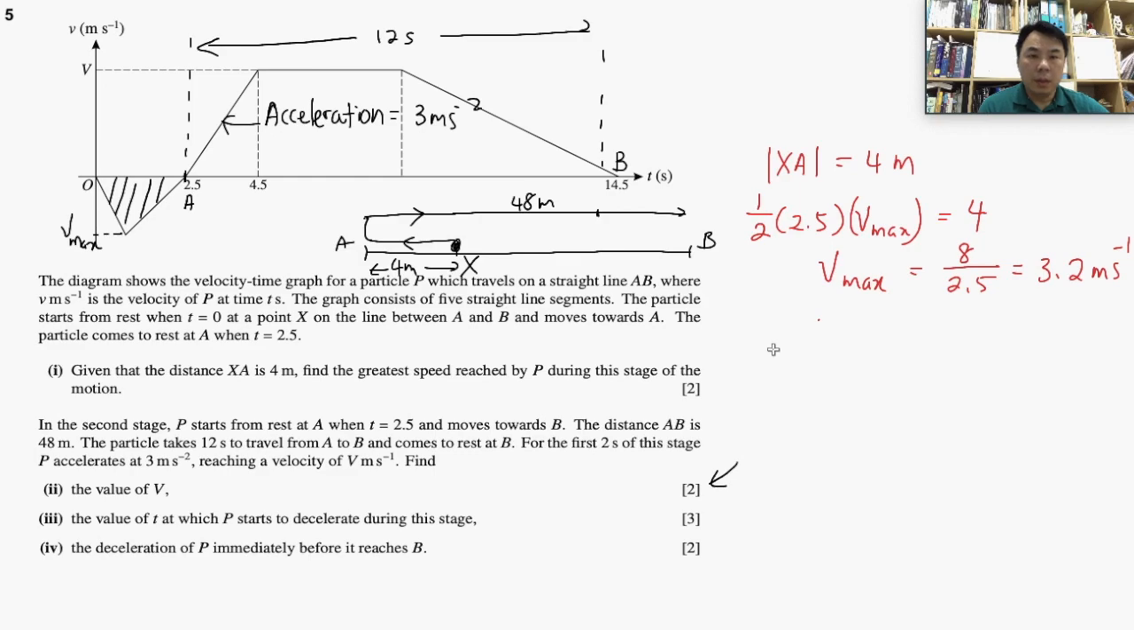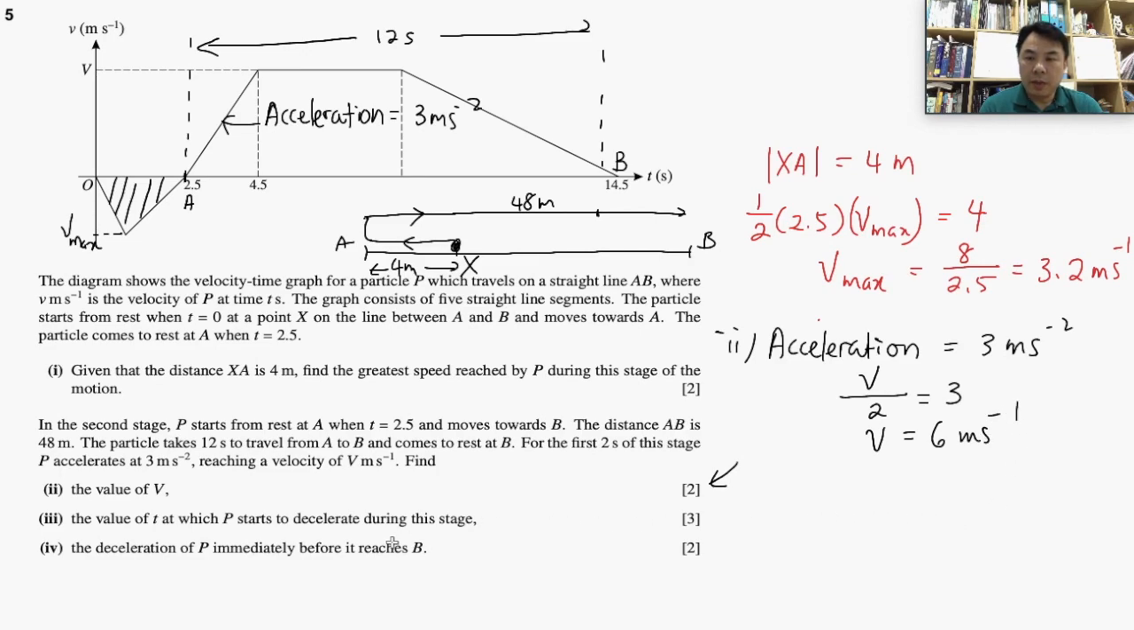Given that acceleration, I will rewrite this. Given that the acceleration, we are on question 2 now. Acceleration is given as 3 meters per second squared. Acceleration is given as v divided by the rise, the rise divided by the run. The run is 2 seconds here. Therefore, we found that the v is actually 6 meters per second.